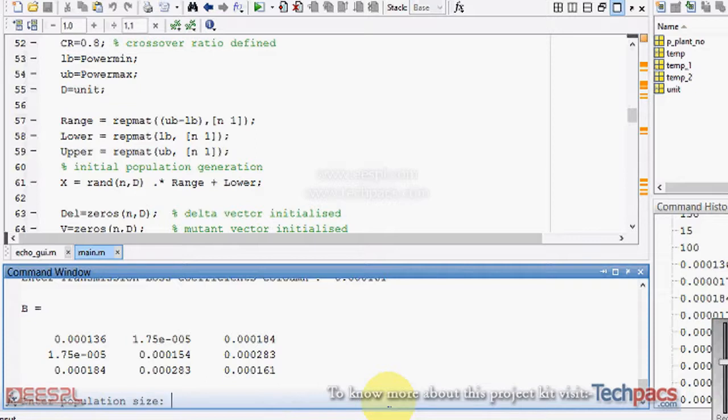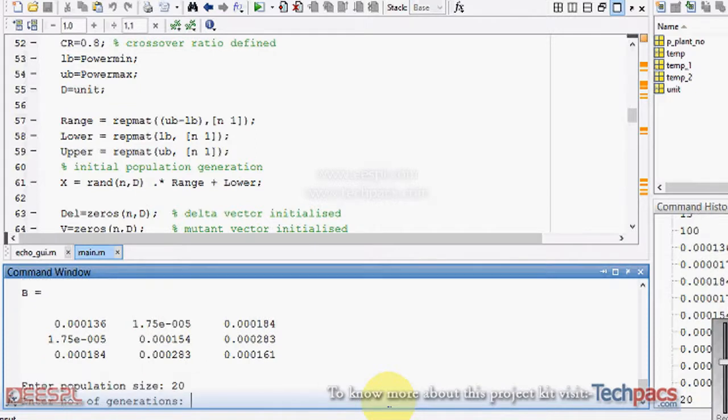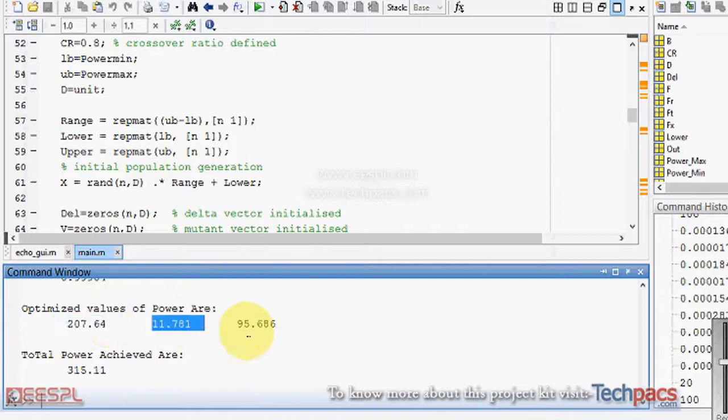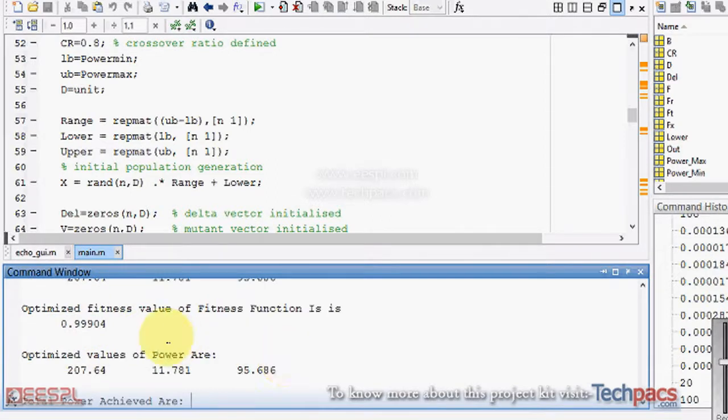I am entering the population, that is 20. The number of generations we want, I am taking it as 100. When I press enter, it will run for that and give me the particular results: the total power achieved is 315, and for the power plants it is 207.11, and 95.686. These are the power values, and the fitness which we are achieving is 0.0094.